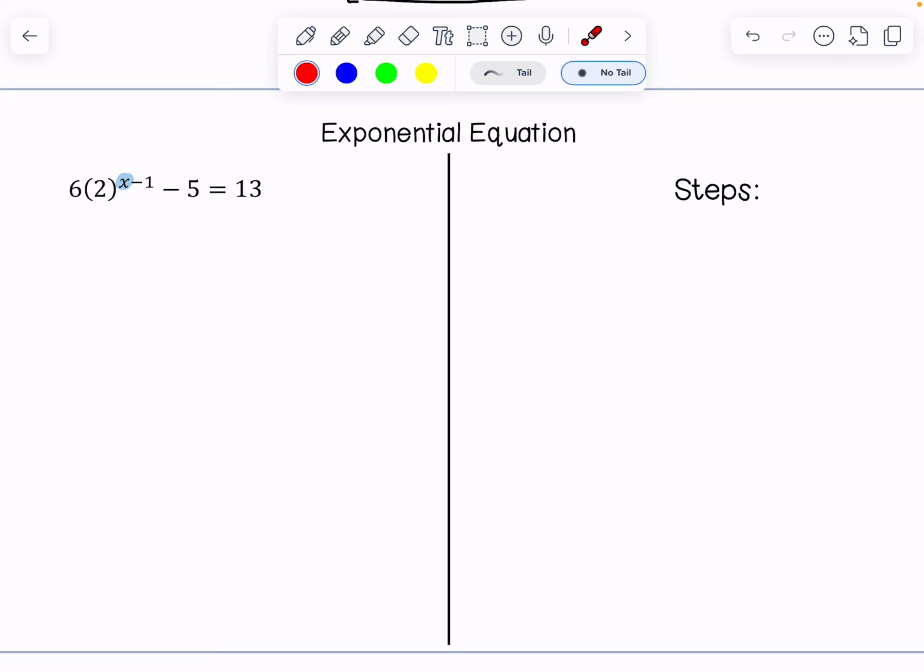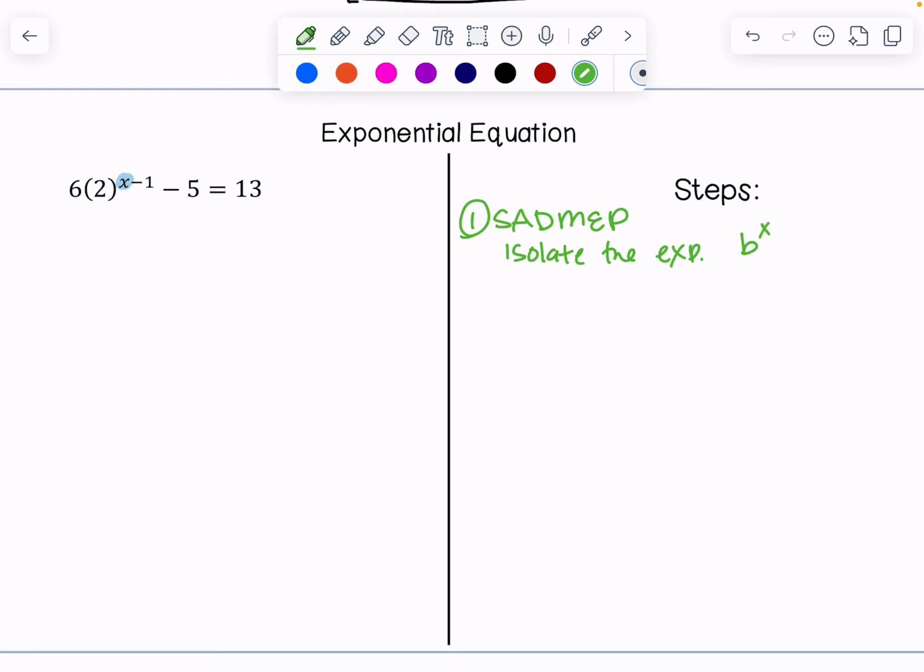But here, the first thing I need to notice is that we're always going to attempt to isolate our variable. And when we're attempting to isolate, we're going to use SADMAP. So SADMAP is just your opposite order of operations, and I'm going to use it to isolate the exponential. When I say the exponential, we mean whatever your base is, and then to the x plus or minus whatever. So here I can even say x plus h or n. This is what we're trying to isolate. So in this case, I'm trying to isolate 2 to the x minus 1.